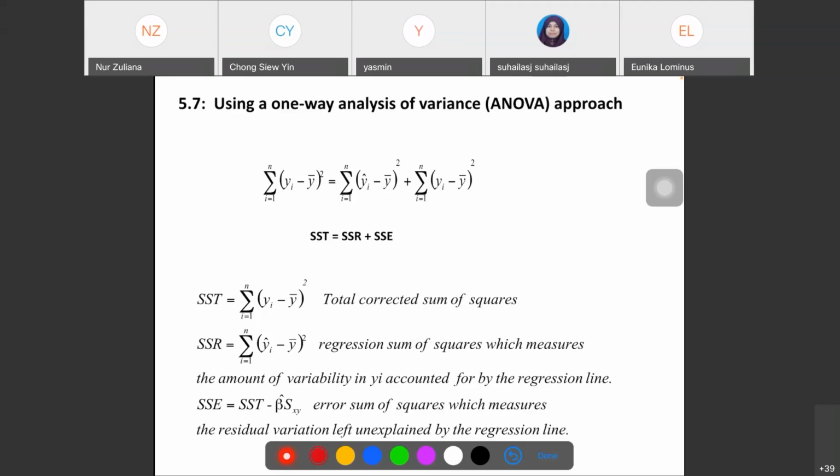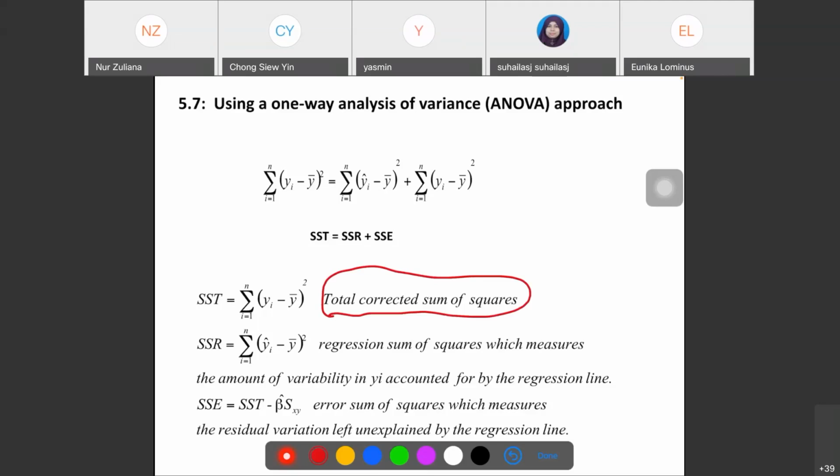The formula is given as summation yi minus y bar square. That is your sum square of total or total corrected. So ini kamu revise balik on ANOVA that you already learned in chapter 4. The same thing, but this one is ANOVA for regression. That one was ANOVA for testing more than 2 populations. Summation yi minus y bar square is your sum square total, total corrected sum of square.